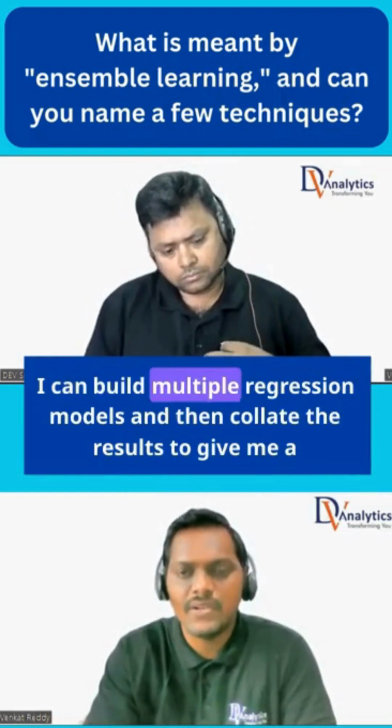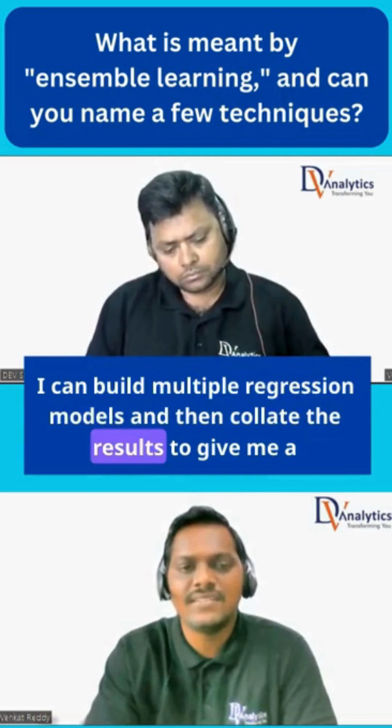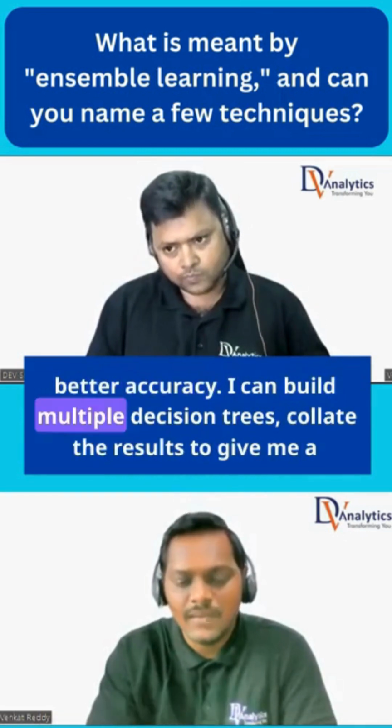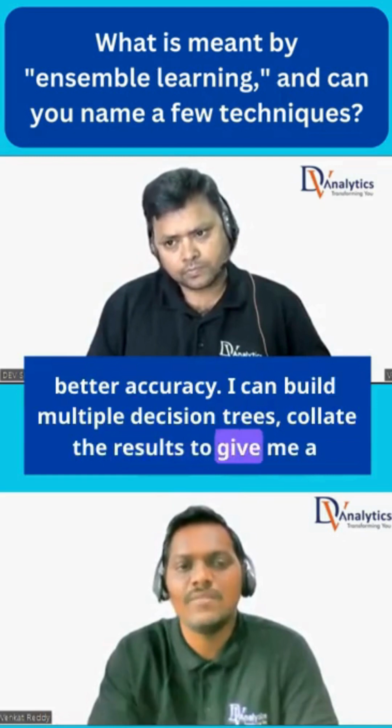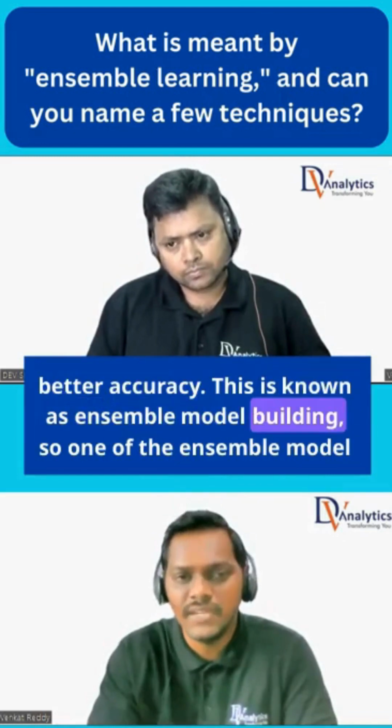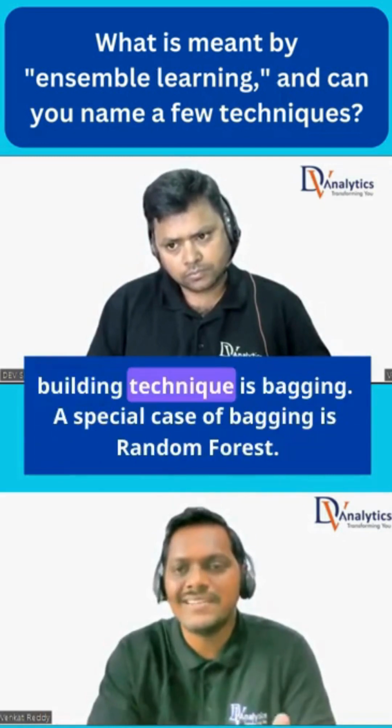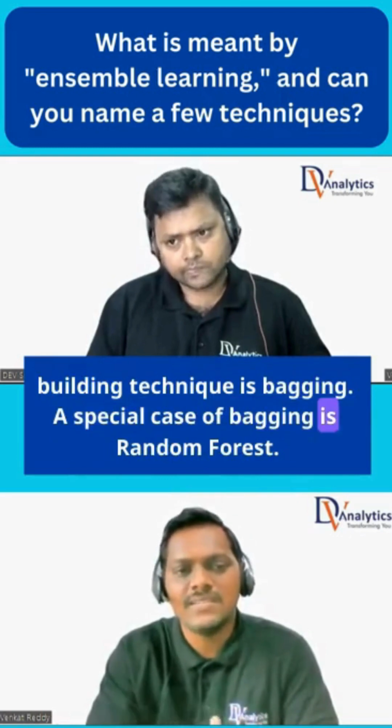So I can build multiple regression models and then collate their results to give me a better accuracy. I can build multiple decision trees, collate their results to give me a better accuracy. This is known as ensemble model building. So one of the ensemble model building techniques is bagging. A special case of bagging is random forest.